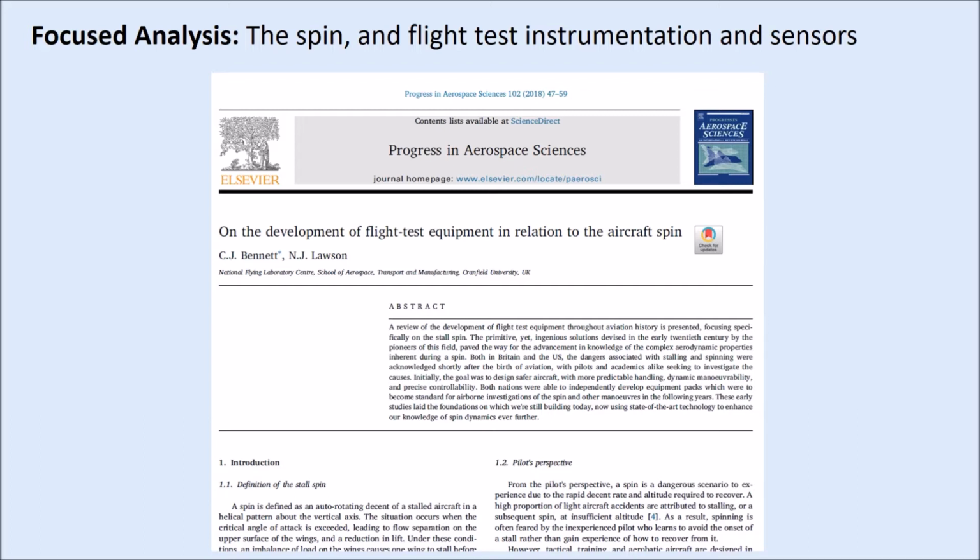So most of what I'm going to talk through in this online module is going to be based on an article that I wrote for Progress in Aerospace Sciences in 2018. Again, taking the opportunity to publicize my own research, but it's basically a review article on the development of flight test instrumentation and equipment with particular regards to the aircraft's spin. It's quite historical in its approach, goes through the history of the flight tests of this particular maneuver, how instrumentation was developed up to the present day.